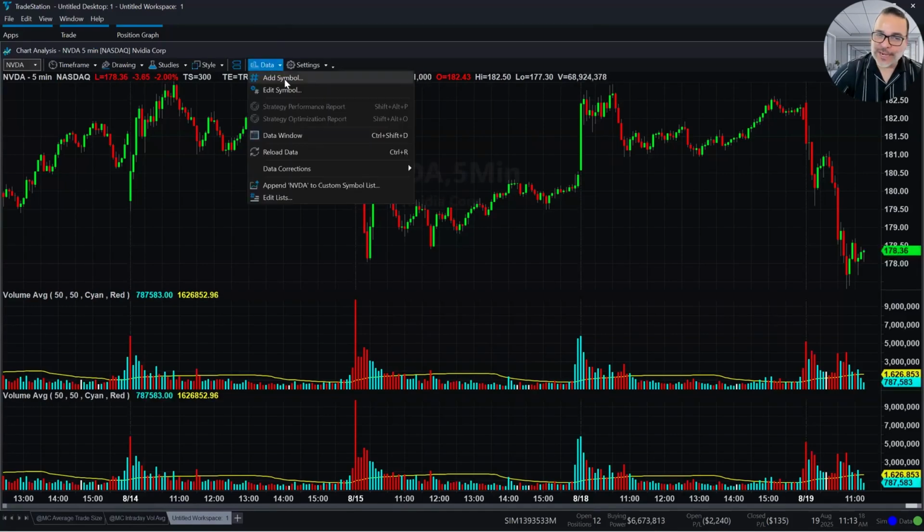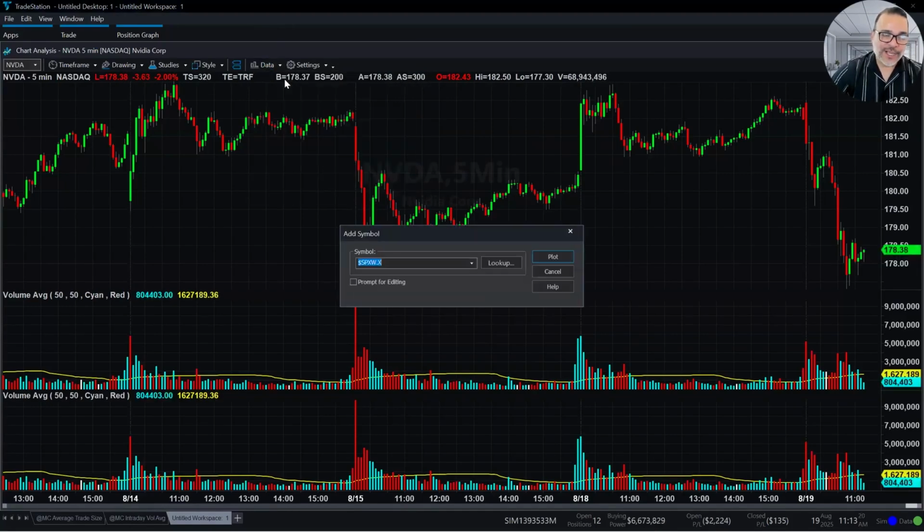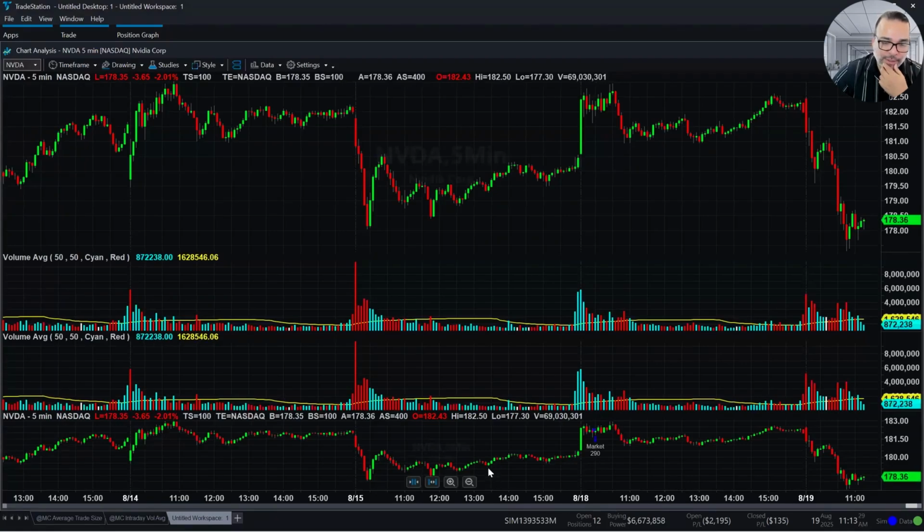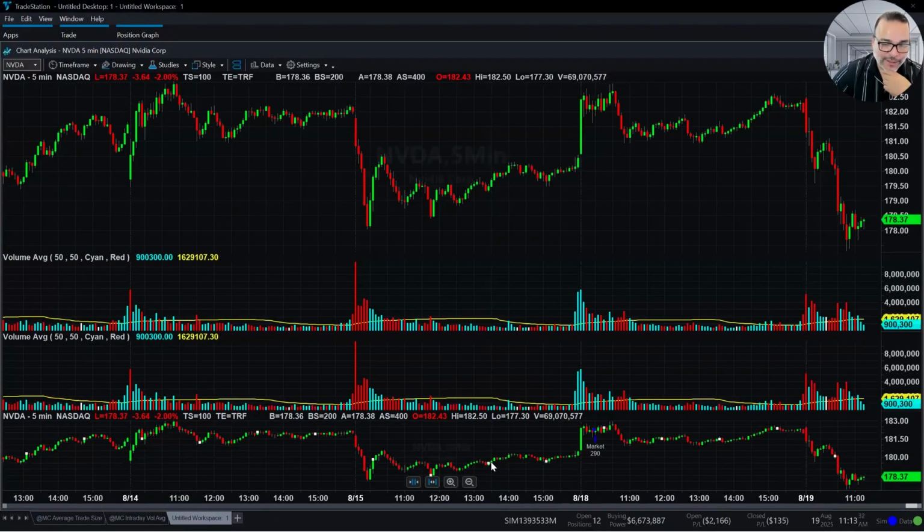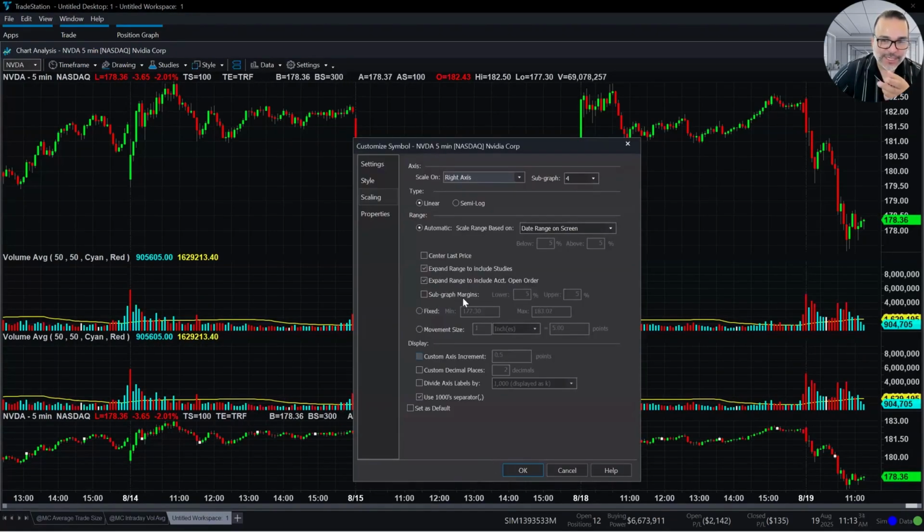I'm going to go to data and I'm going to add a symbol. If you didn't know this, you can add up to 50 symbols to a chart. But I'm going to add here the same security, NVDA, plotted. So it plots right here at the bottom. I'm going to modify the one at the bottom because I don't really want to see it. So I'm going to go here to the scaling, and I'm going to make it subgraph hidden.